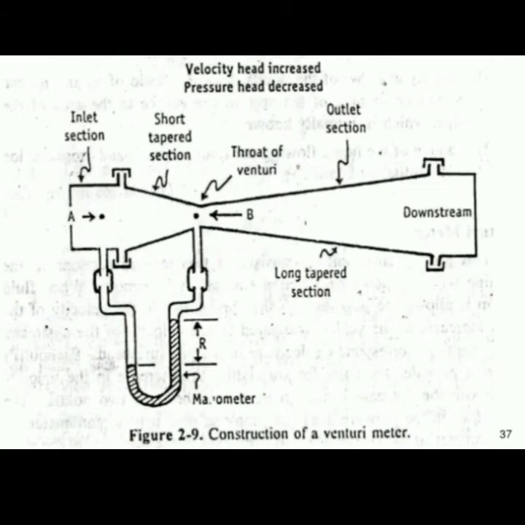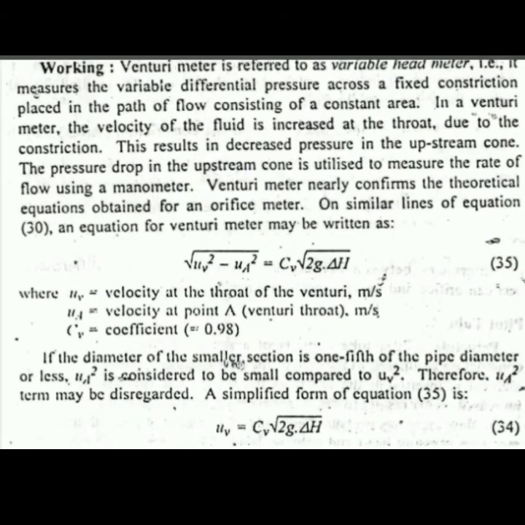Here, if the diameter of this smaller section, the short section, is 1/5 of the pipe diameter or less, then uA square is considered to be small compared to uV square. Therefore the uA square term may be discarded. It is neglected. Then what equation does it give? The equation is uV equal to Cv into root 2g delta h.